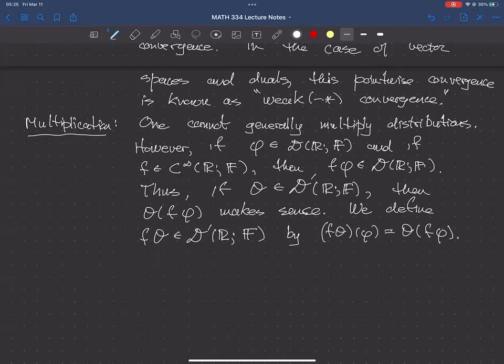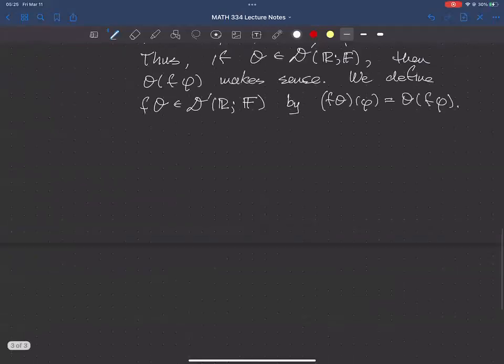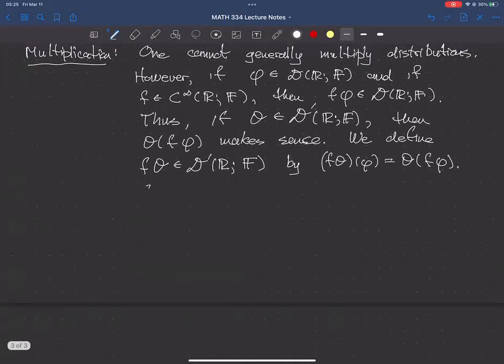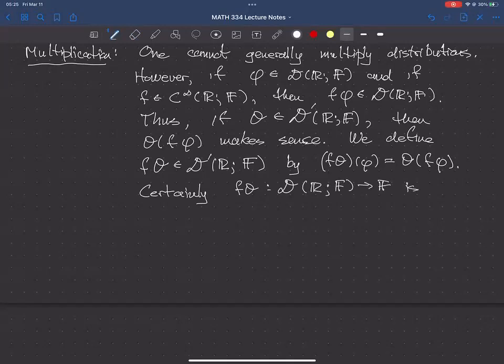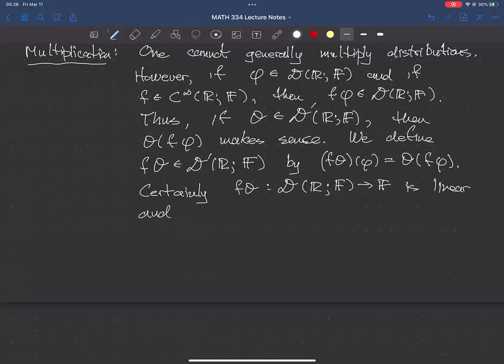So you have to verify continuity. Certainly f theta as a mapping from D is linear, and that's really just because this is linear in phi. f times phi1 plus phi2 is f phi1 plus f phi2 and so on. And one has to verify continuity.